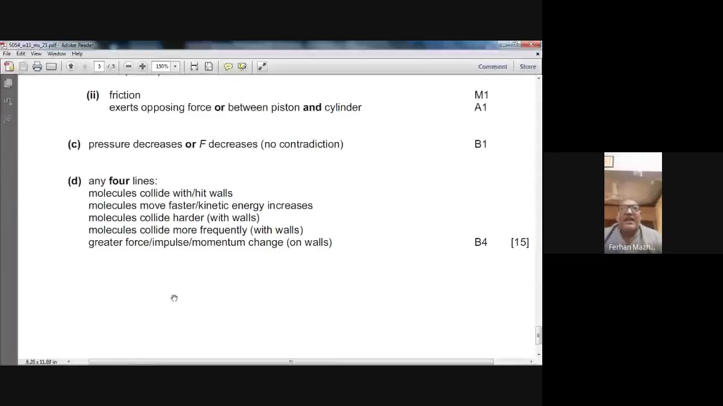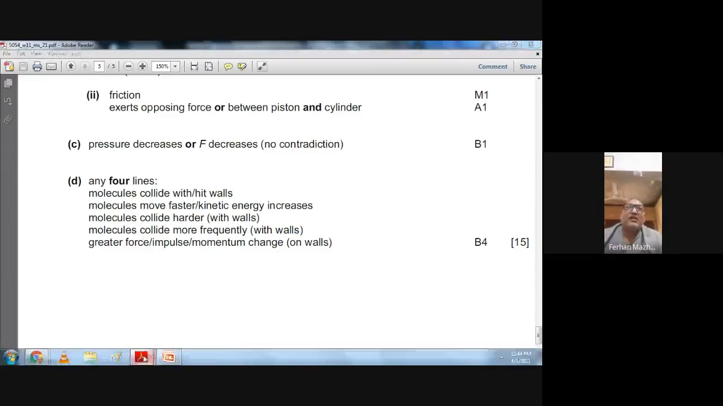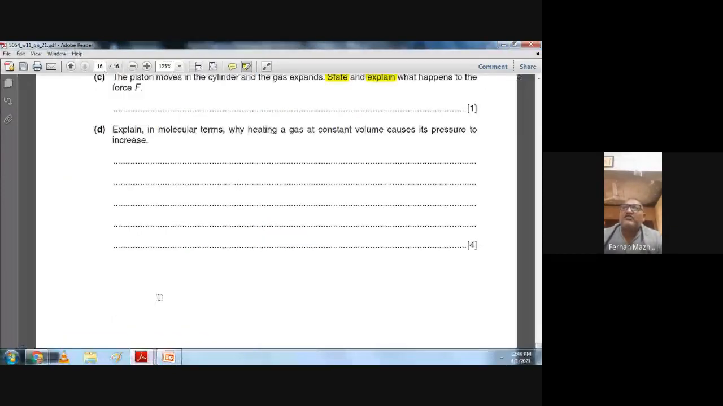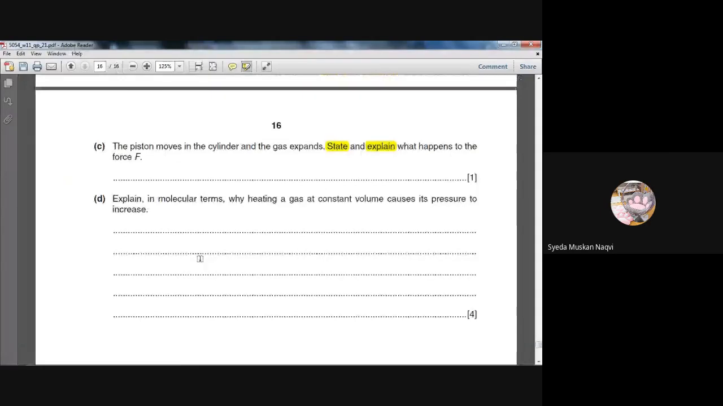And greater force or impulse or momentum change on the walls, but we have not studied momentum in the O levels course. So don't use this one. Use the upper four lines. Muskan, if you have written your answer, you can read it. It's a 4-mark question.